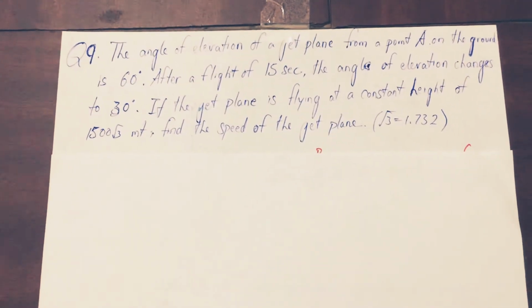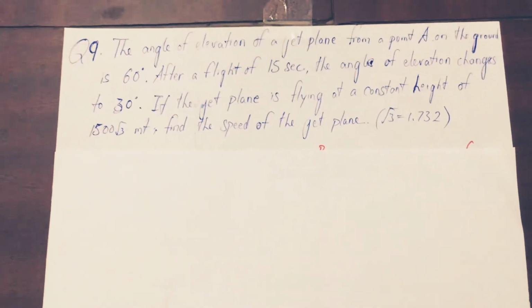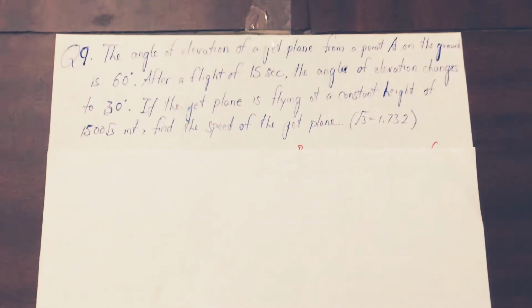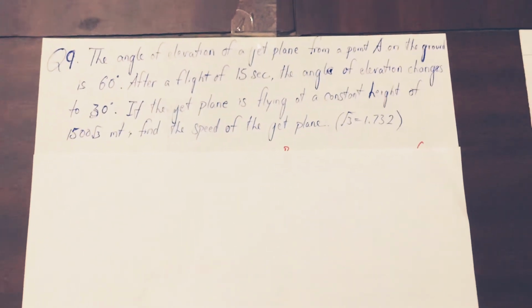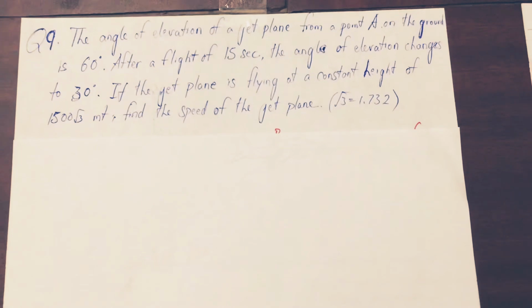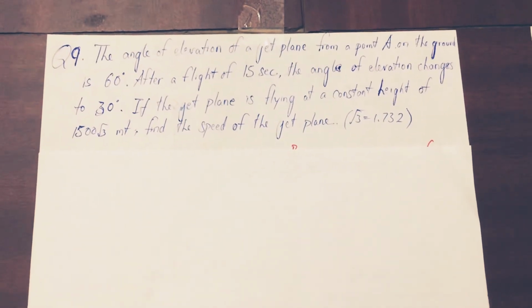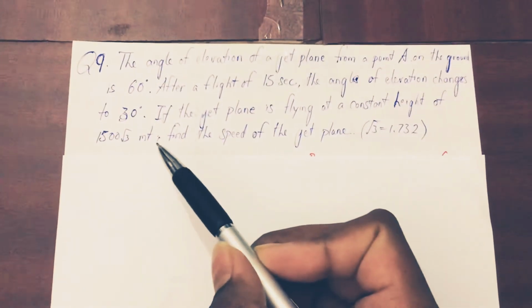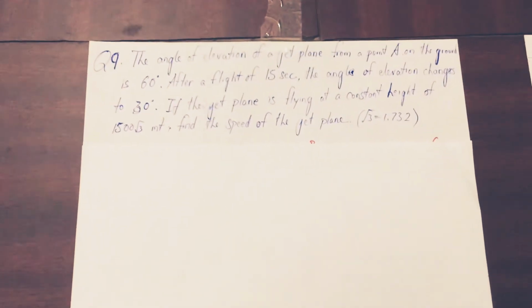So here is the last but one question of this exercise. Question number 9 of exercise 12.2, applications of trigonometry chapter. The question is, the angle of elevation of a jet plane from point A on the ground is 60 degrees. After a flight of 15 seconds, the angle of elevation changes to 30 degrees. If the jet plane is flying at a constant height of 1500 root 3 meters, find the speed of the jet plane. So seems like the question is pretty simple.